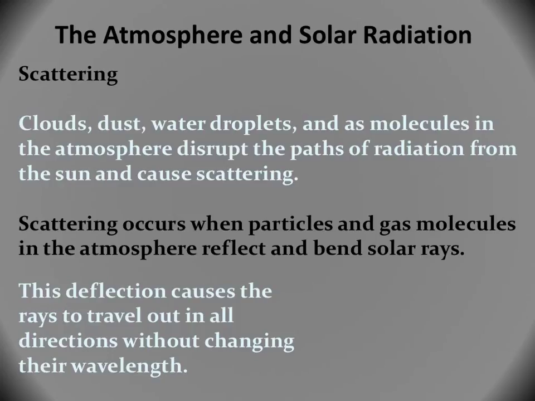So how does this affect our atmosphere? Well, all this solar radiation comes from the sun, and it hits our atmosphere. And then it begins to scatter or spread apart. And the reason for that is because the atmosphere is not empty. It's full of clouds and dust and water droplets and other molecules, and it disrupts the path of the radiation.